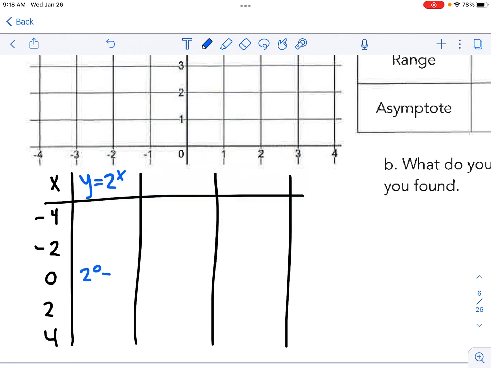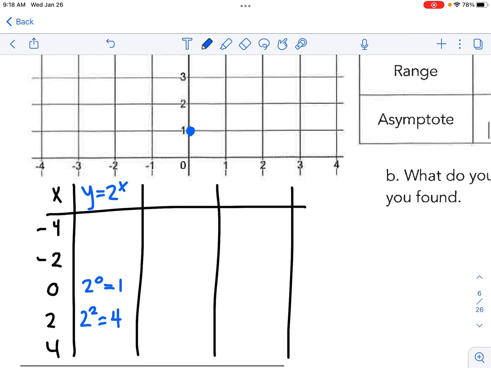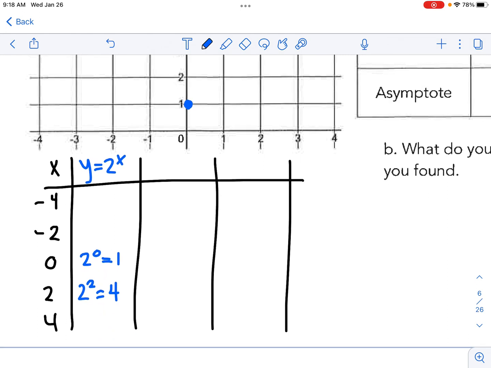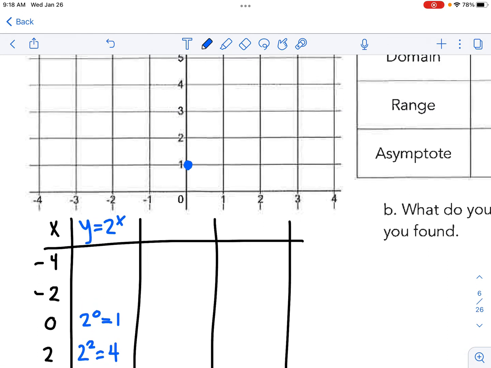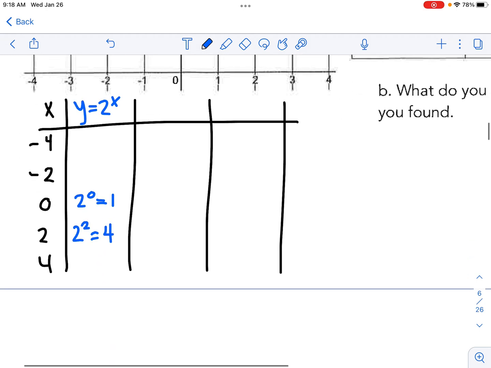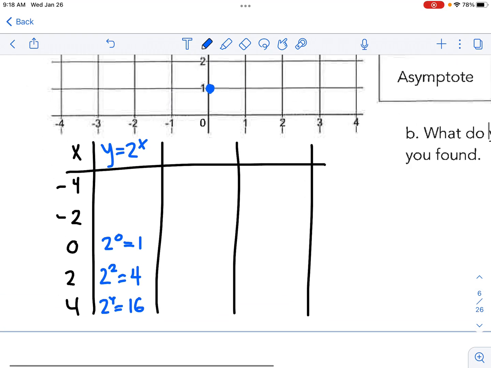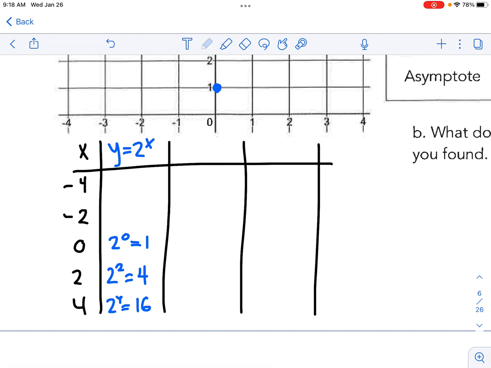So we know 2 to the 0 is 1, right? That's our start value. So that is right here. And then 2 squared equals 4. That's here. And 2 to the 4th is 2 times 2 is 4 times 2 is 8 times 2 is 16. And that's off the graph. Okay, so in retrospect, maybe 1 and 3 might not be bad to insert here.